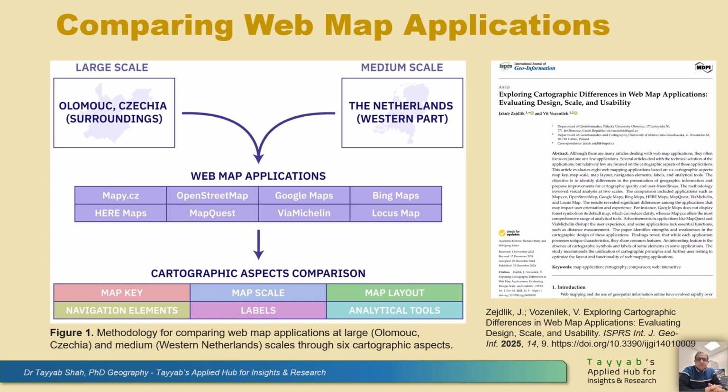This is a research paper, a very interesting literature review. Basically, they compare 8 different applications. You can see those names, including Google Maps and MapQuest. And they try to compare different aspects, including map key, scale, map layout, navigation elements, labels, and analytical tools these websites or applications are using. So you can have an idea how developers are using geospatial data in different kinds of applications.